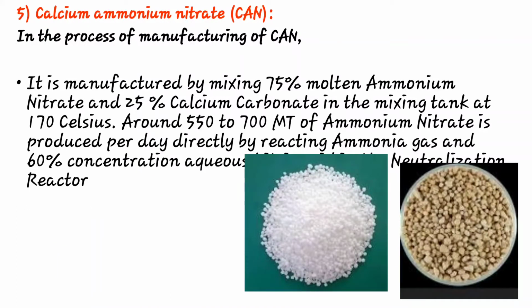It is manufactured by mixing 75% molten ammonium nitrate and 25% calcium carbonate. Molten ammonium nitrate, NH4NO3, and calcium carbonate, CaCO3, are mixed in a mixing tank at around 170 degrees Celsius. Around 550 to 700 metric tons of ammonium nitrate are produced daily by reacting ammonia gas with a 60% concentration aqueous solution to neutralize the reaction.